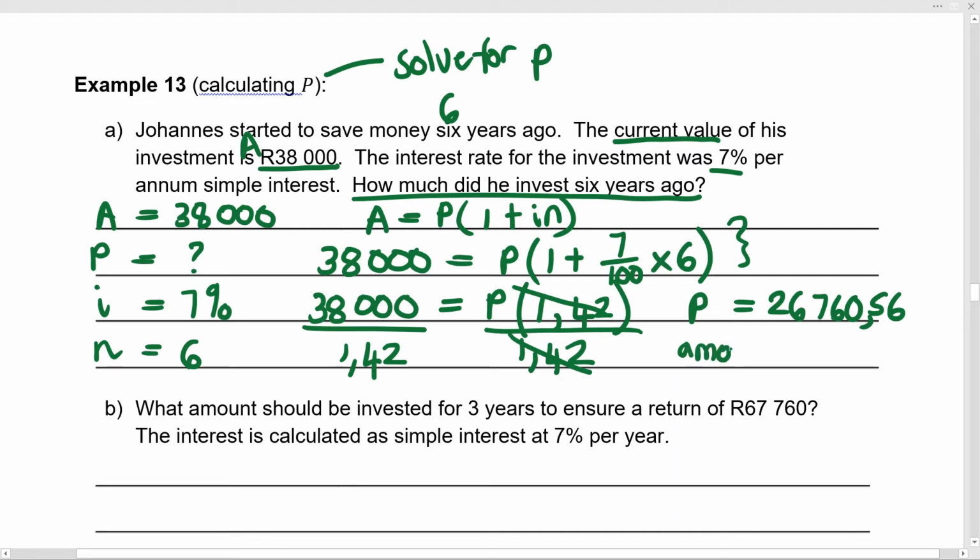I'm just going to make a little note here. This is the amount before the interest was added. So again, if you wanted to know how much interest was actually earned, you could just take 38,000 and subtract your 26,760.56, and then you will get your actual amount of interest earned.